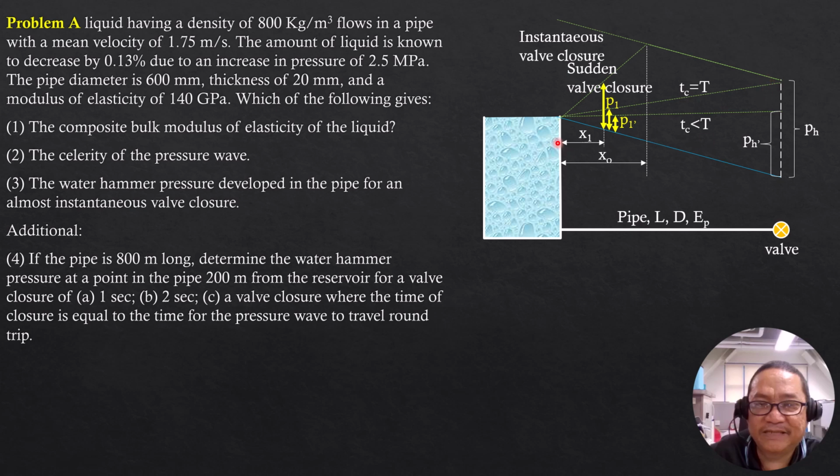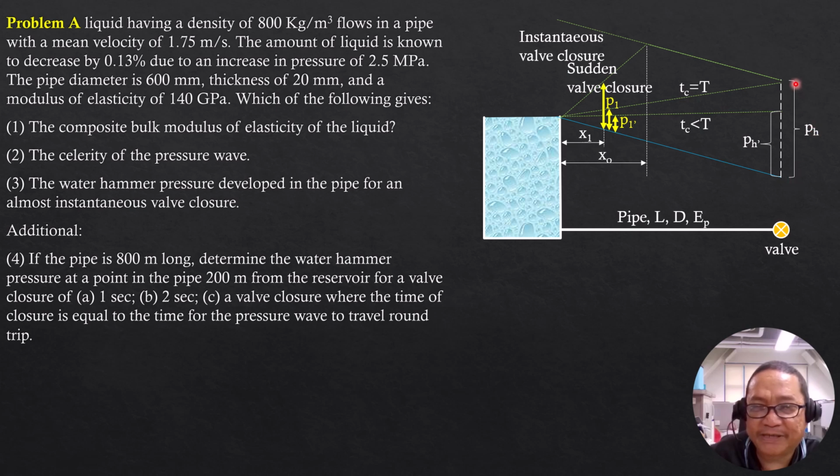So this is the normal hydraulic grade line, the blue one, when the valve is open and the flow is continuous. Then when the valve is closed, this will be the increase in pressure if the valve closure is sudden or instantaneous. So I will explain it first.